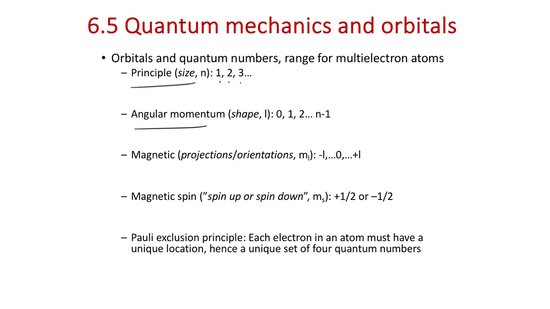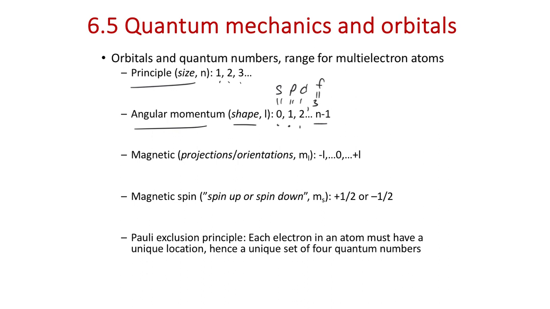And so then our angular momentum quantum number L is describing the shape of the orbital. And so L can take on values of 0 to 1 to 2 all the way up to n minus 1. And so as we get shape, it starts to be things like S shape, P shape, D shape. If L is 3, we get F shape.